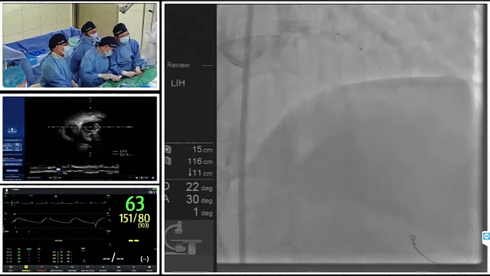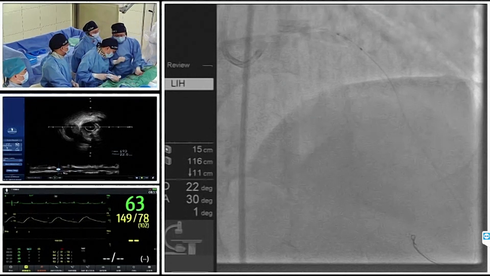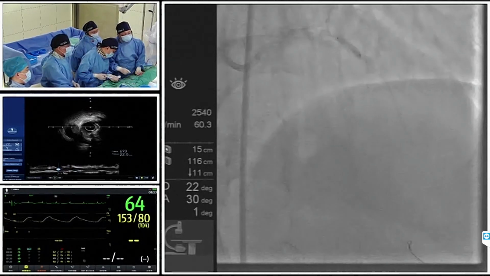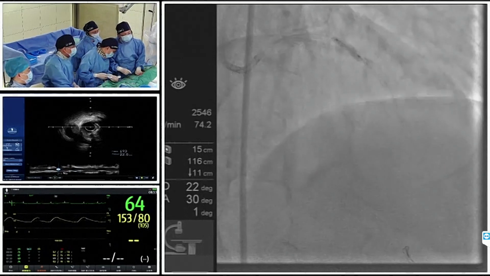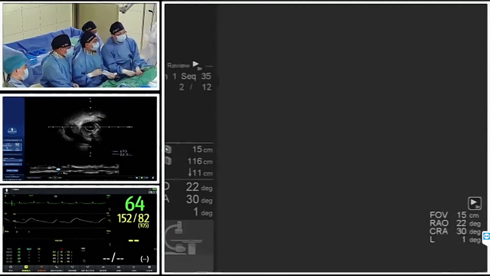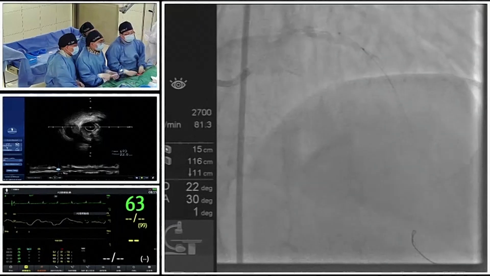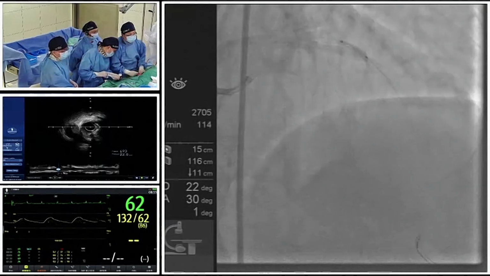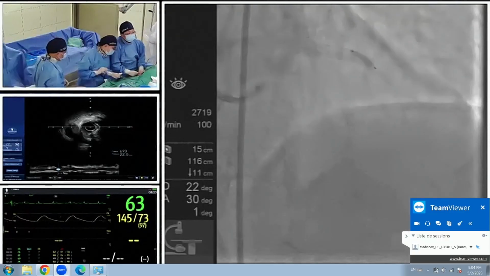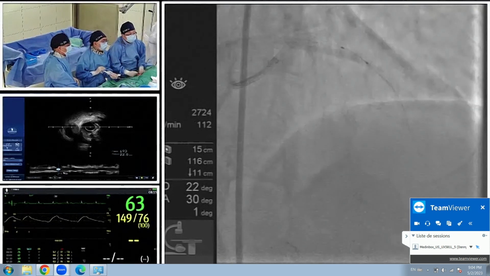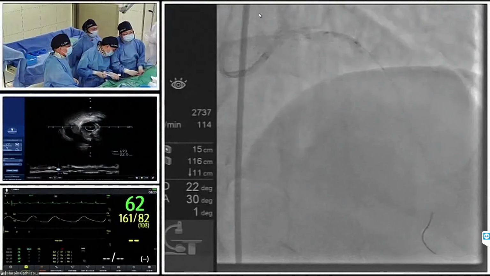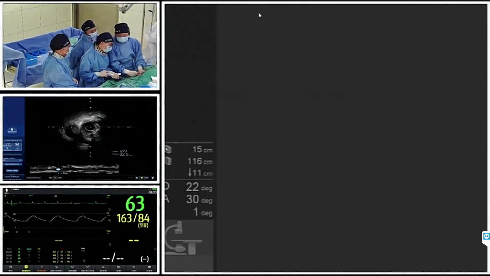Here inflation. Sometimes the balloon needs strong resistance. Okay, 10, 14. Down. Here, once more, 16. Okay, down. So all the balloons are already well deployed. Actually, I think that from the NC balloon opening, we can see that it's relatively good. We need to confirm with IVUS again.